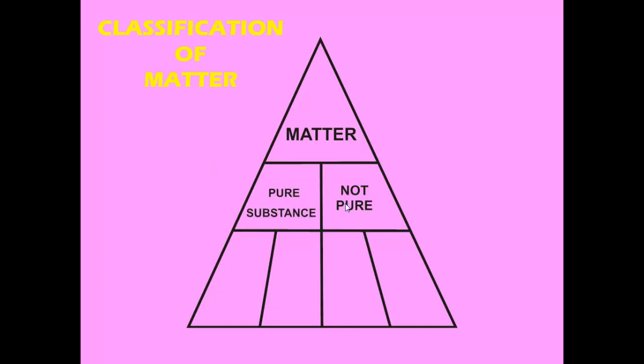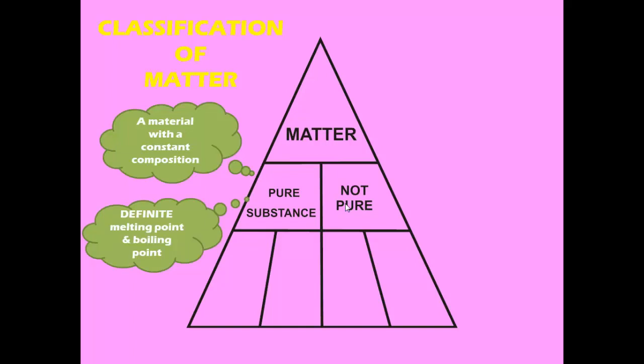Matter can be broken down into two categories. There are pure substances, and there are other things that are not pure. So what's the difference between the two types of matter? If it's a pure substance, we're looking at a material that has a constant composition. We're going to see the same thing throughout the entire material. When substances are pure, they have definite melting points and boiling points. These are physical properties that do not change. Because the substance is consistent throughout, we can identify the substance by its melting point and boiling point.